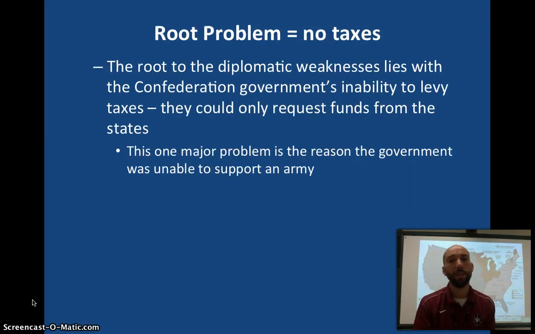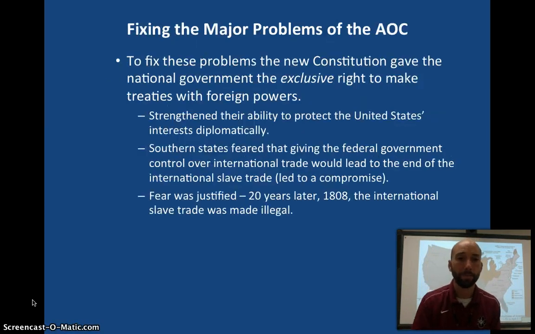The root problem is that there are no taxes. The diplomatic weaknesses lie with the fact that they couldn't tax; they had to request funds from the states, and the states really didn't want to give them funds. And that's why they're not able to have an army.